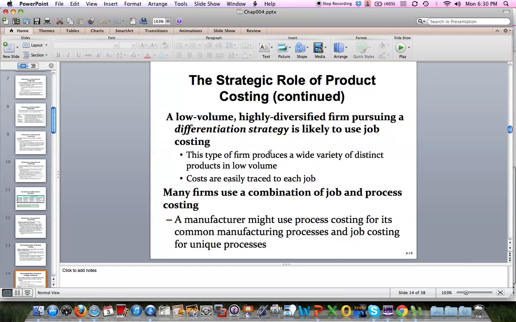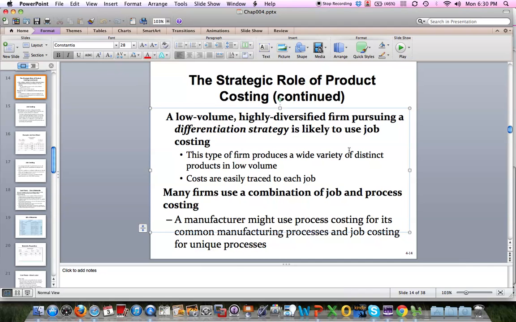For job costing, though, we're going to be looking at more low volume, highly diversified firms. And so that's more the type of firm that produces a wide variety of distinct products in low volume. Costs are easily traced to a job. The book uses the example of a furniture manufacturer. I couldn't tell you how many different furniture manufacturers there are in the country, but there's a lot. Okay, and so for them, they're more focused on trying to accurately cost every job.